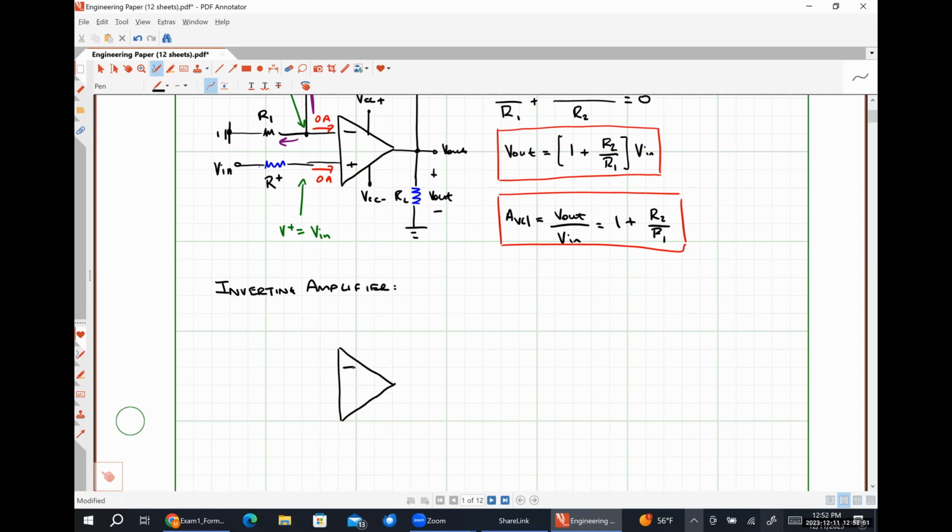So we put my power supply voltages here, VCC plus and VCC minus. Here's my negative feedback loop. Still going to call that resistor R2. Still going to call this resistor R1. Vn will be applied over here. I'm going to ground this node.